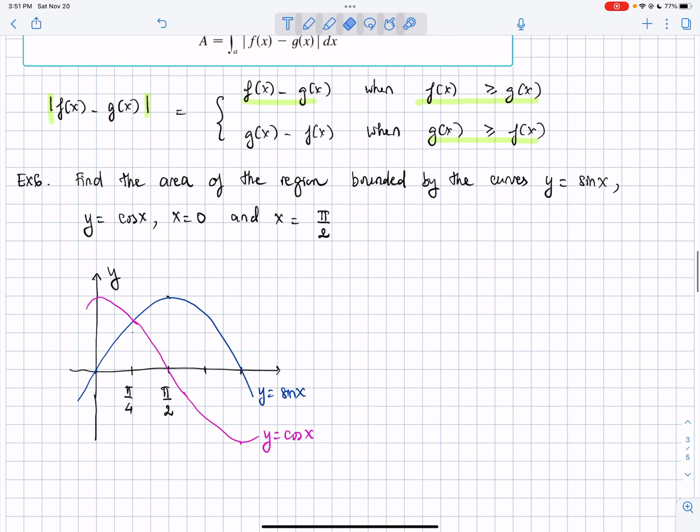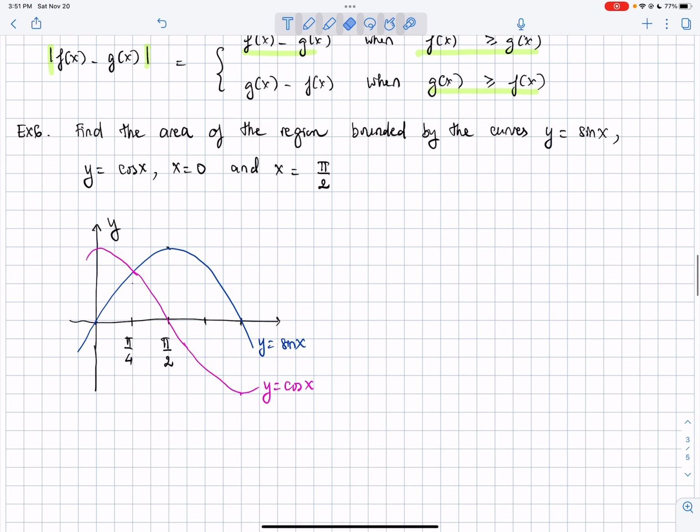Now we look at example number 6. Find the area of the region bounded by the curves y equal to sine x, which I already drew in the blue color, and y equal to cosine x in the pink color, between 0 to pi over 2. So let's look at this part.